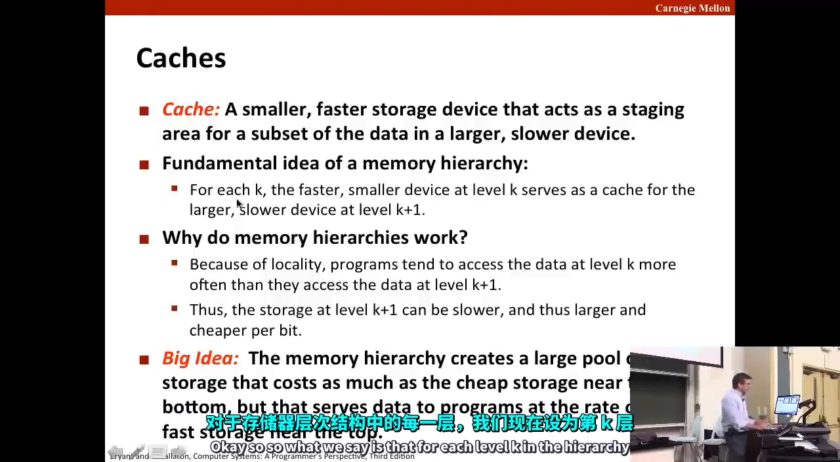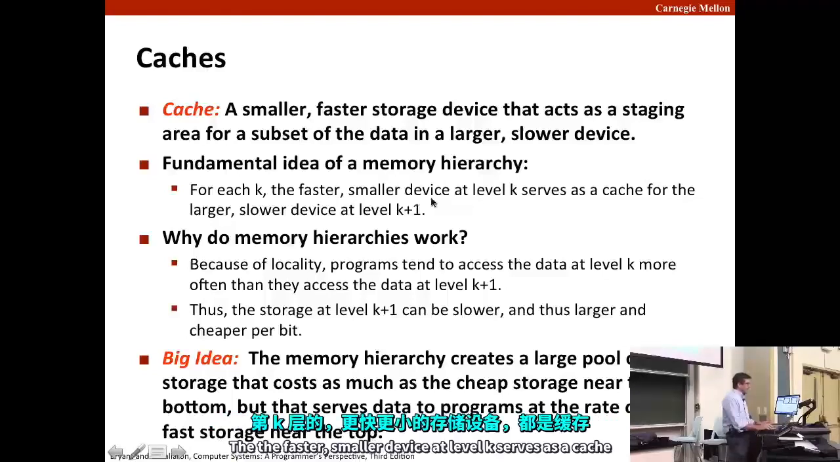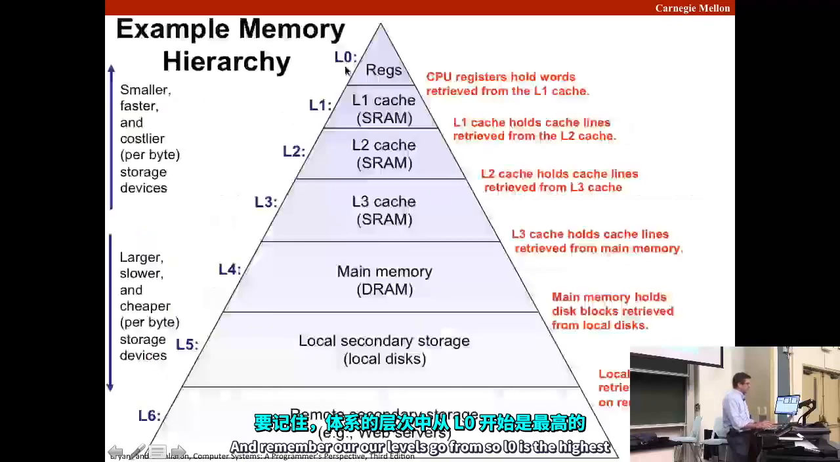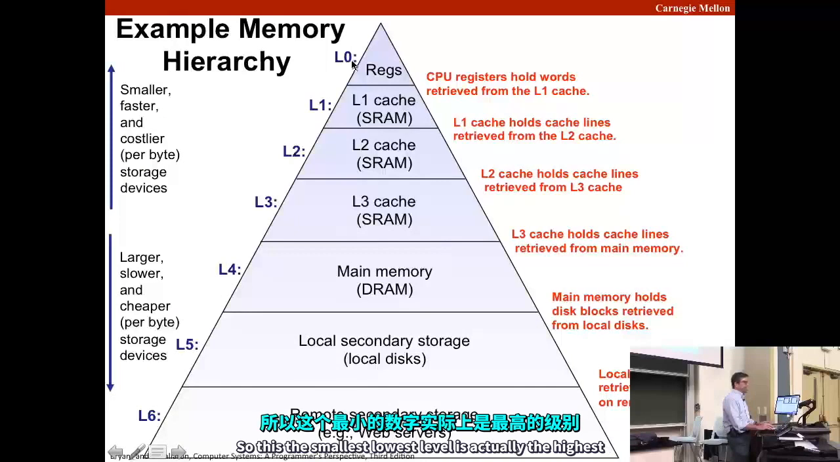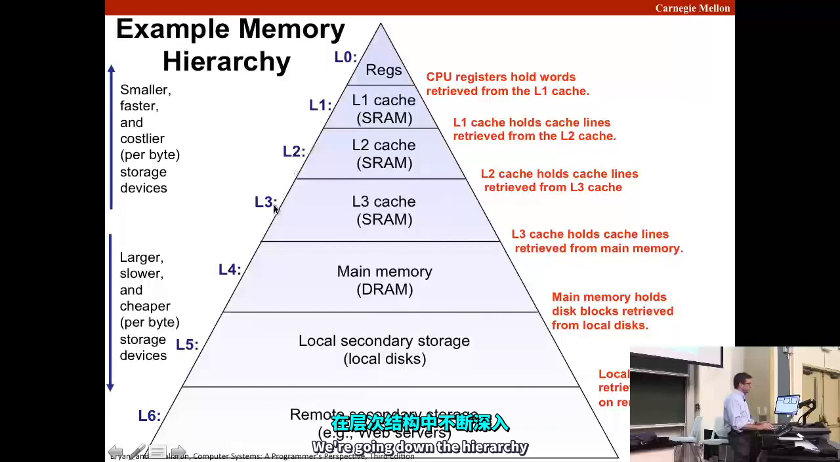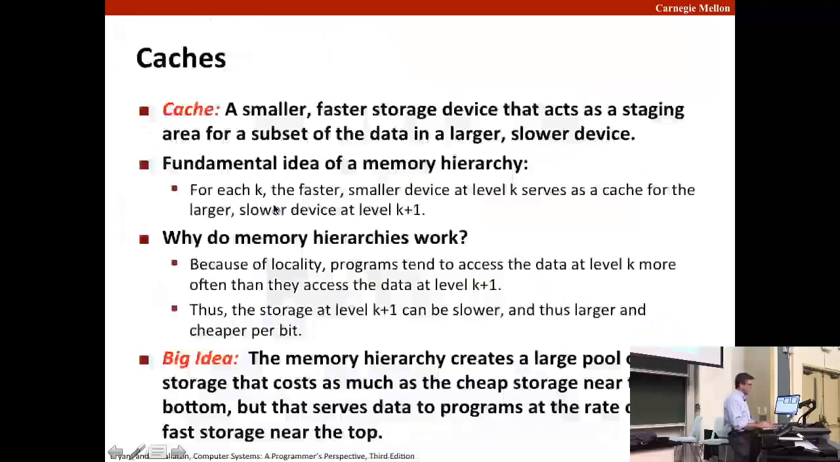So what we say is that for each level k in the hierarchy, the faster, smaller device at level k serves as a cache for the larger, slower device at level k plus 1. And remember, L0 is the smallest level, which is actually the highest, the furthest up in the hierarchy. As we increase the levels, we're going down the hierarchy.